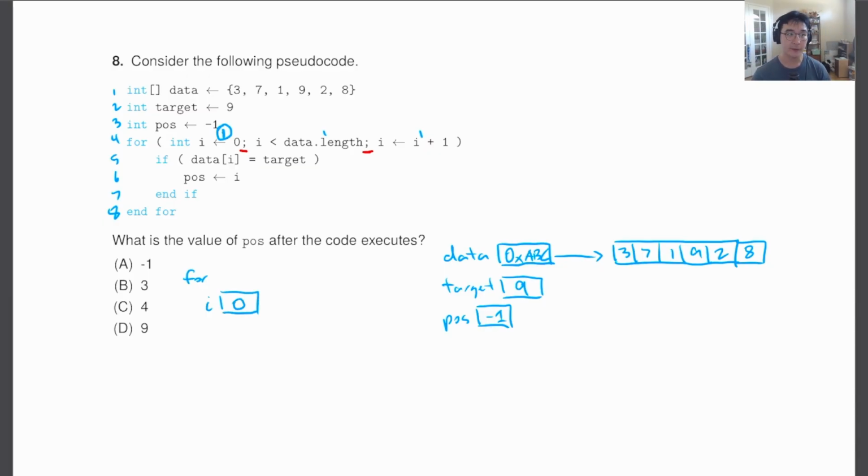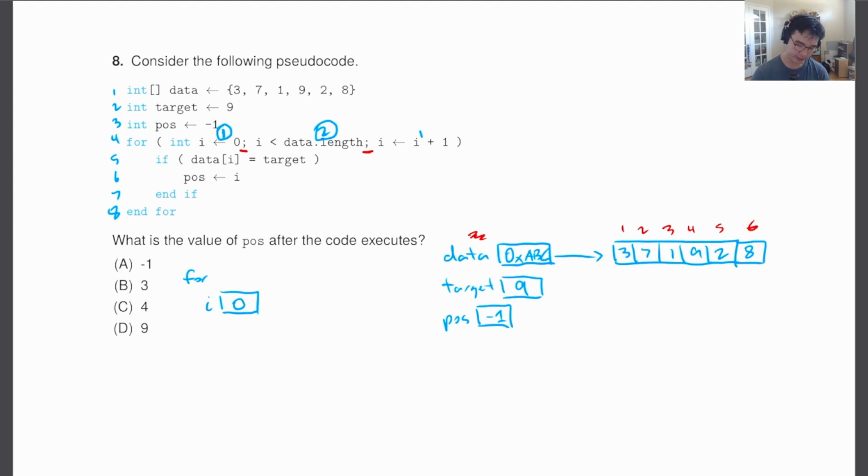The next place you go in a for loop is you go to the condition, which is in the middle. That's where you always go. And you have to ask yourself, is I less than data.length? Well, I is currently 0, but what is data.length? Well, if we look at data, which is right here, data is pointing to an array. And what is the length of that array? Well, the length is 1, 2, 3, 4, 5, 6.